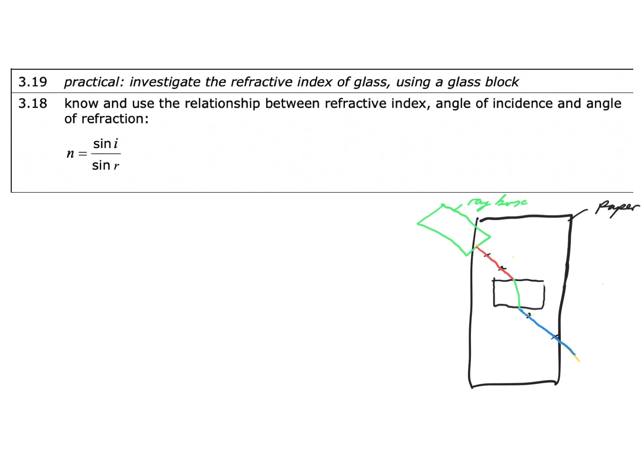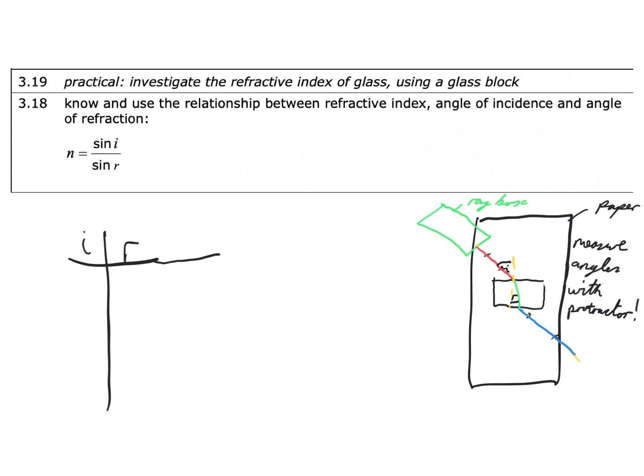From here I can draw my normal onto the glass block where the incident ray meets the refracted ray, and I can measure my angle of incidence and my angle of refraction, and I can put them into a table. I'm now going to repeat this process multiple times, obtaining multiple angles of incidence and angles of refraction. Then I'm going to add more columns to my table for sine I and sine R.